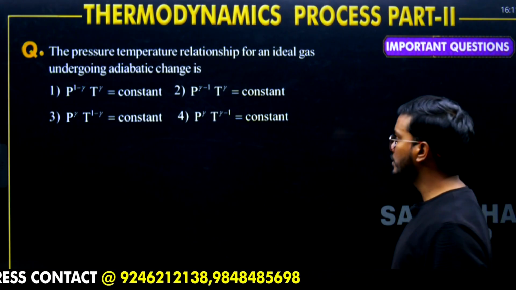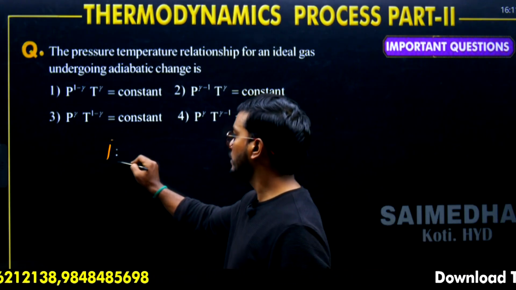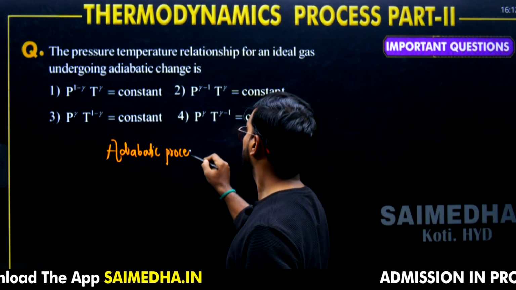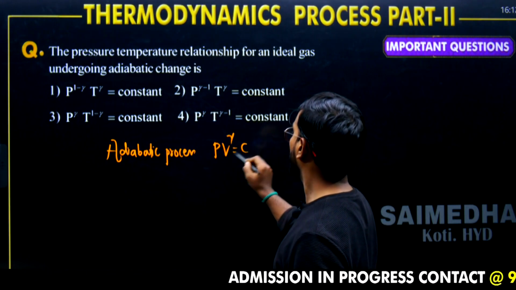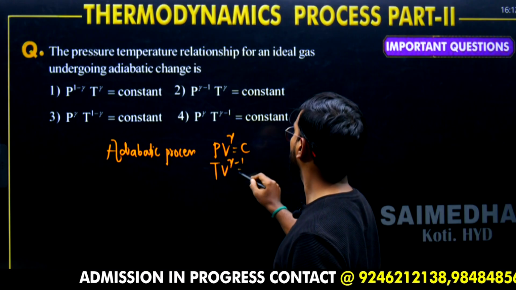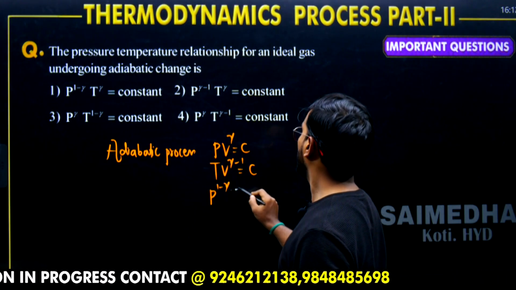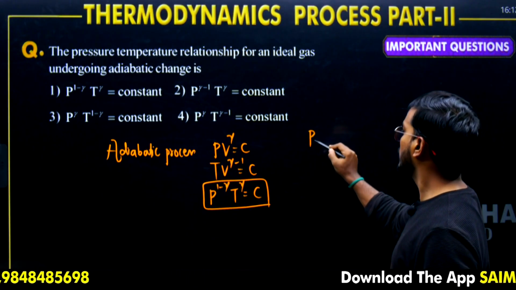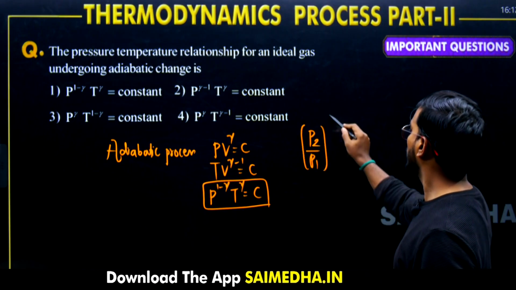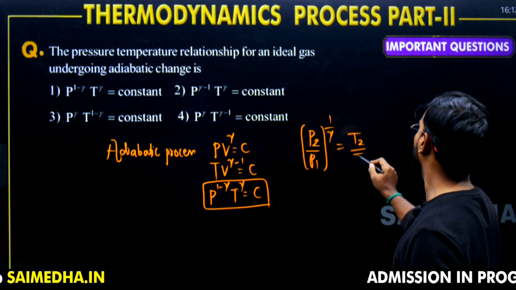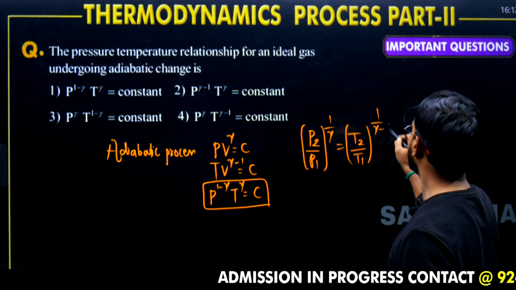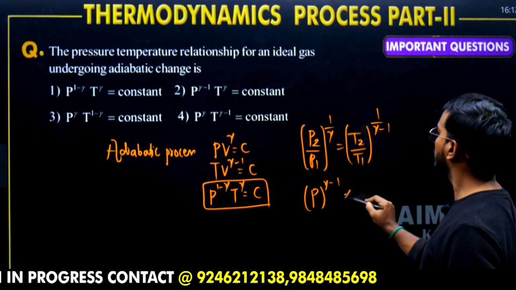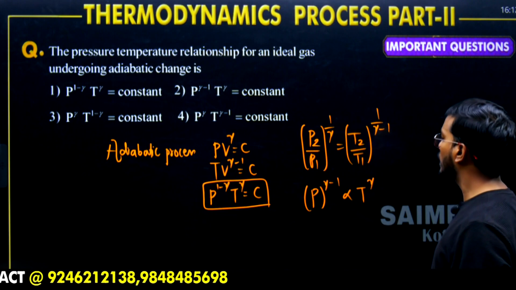Moving on to question number 3. The pressure temperature relationship for ideal gas, I have given in adiabatic process. Adiabatic process, you are having standard relation PV power gamma equal to constant, TV power gamma minus 1 is equal to constant, P to the power of 1 minus gamma, T to the power of gamma is equal to constant. I have given this as relation in this manner, that is (P2 by P1) to the power of 1 by gamma is equal to (T2 by T1) to the power of 1 by gamma minus 1.